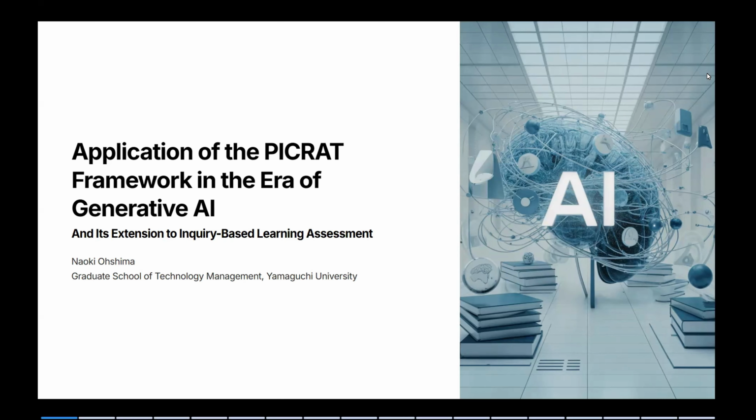Today, I talk about the PICRAT framework. PICRAT is the tool for evaluating technology used in education. I will explain how we can extend this framework for an era of the generative AI.